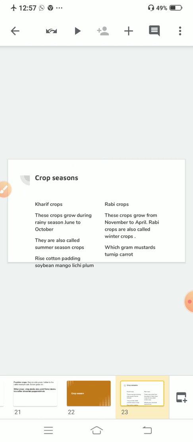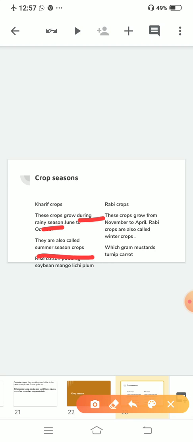Now, in India, there are basically two main seasons of crops. One is Kharif and one is Rabi. Kharif and Rabi you have studied in 8th standard. So what are Kharif crops? These crops grow during the rainy season, that means in the month of June to October. And they are also called summer season crops.